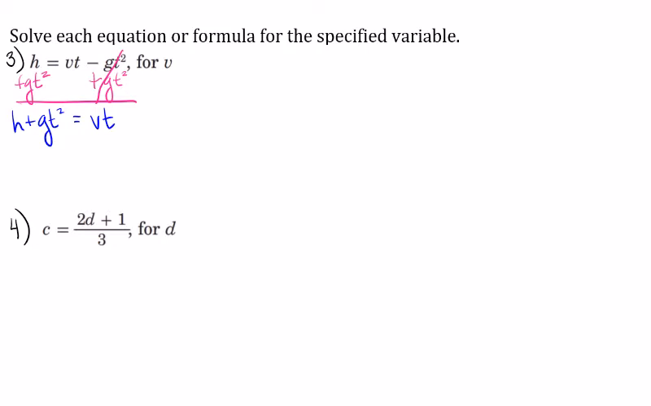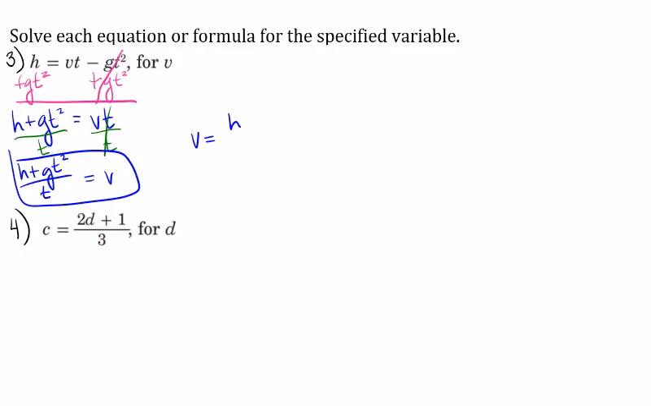So now, the only thing I have to get rid of is just this t, right? And then I'll have v all by itself. So I'm going to divide by t because what's happening here is multiplication when you have v next to t. So the opposite of multiplying by t is dividing by t, right? And so here we end up with v equals h plus gt squared over t. And that's it. Okay. Now remember, the symmetric property of equality says you can flip it around. So if you like the way it looks better like this, that's also correct.